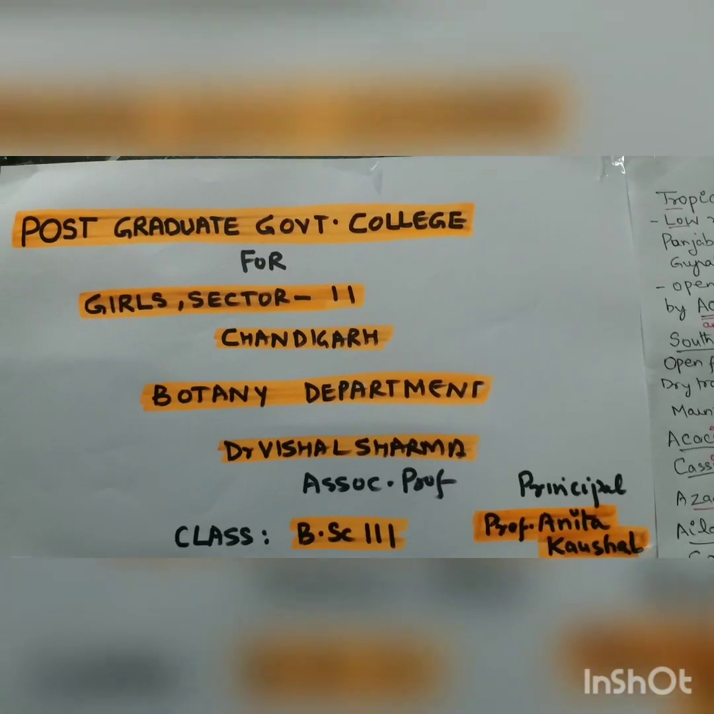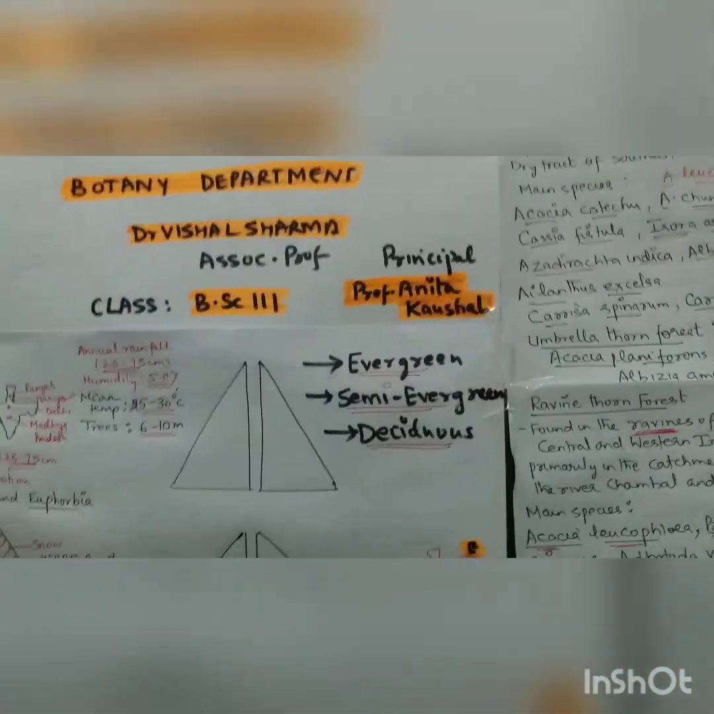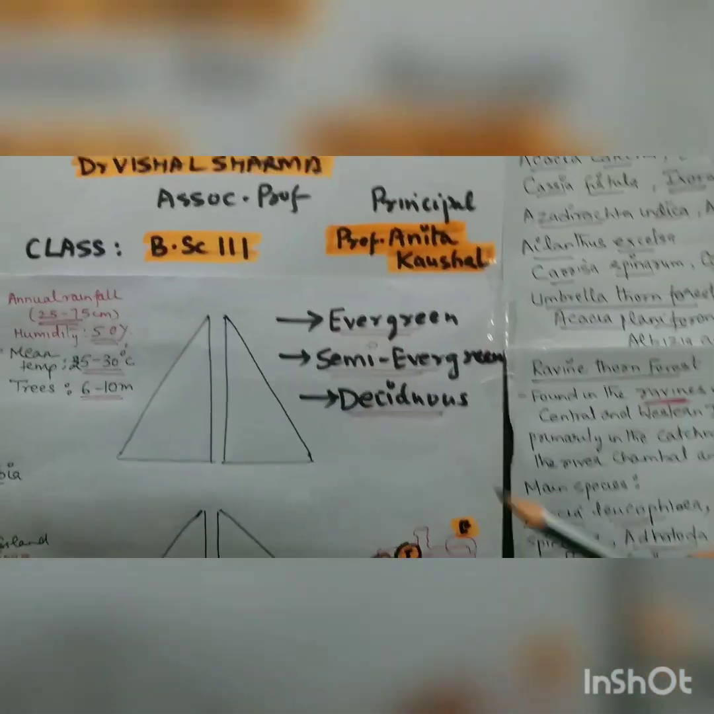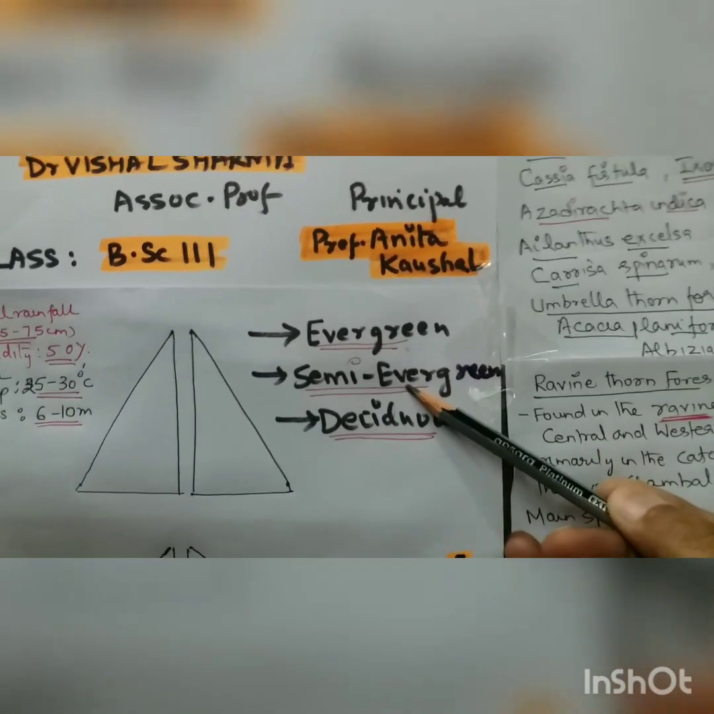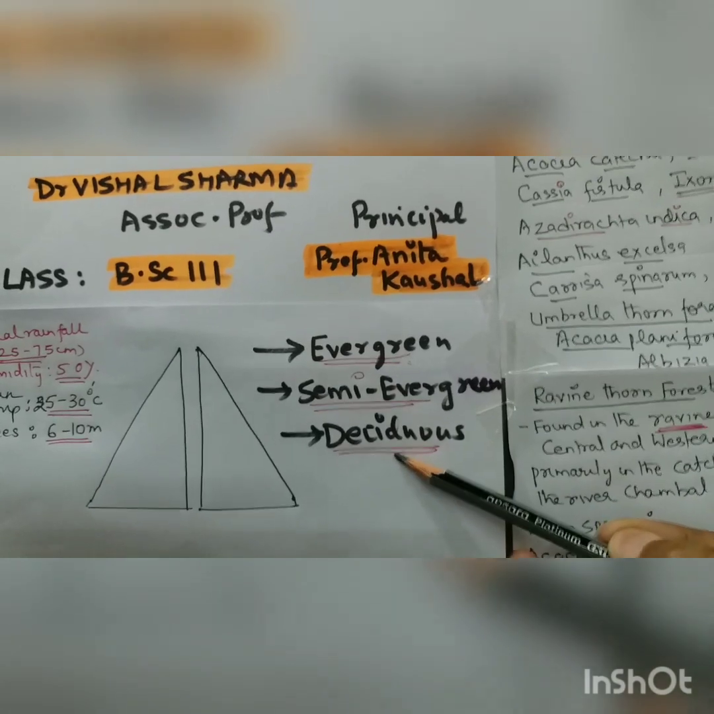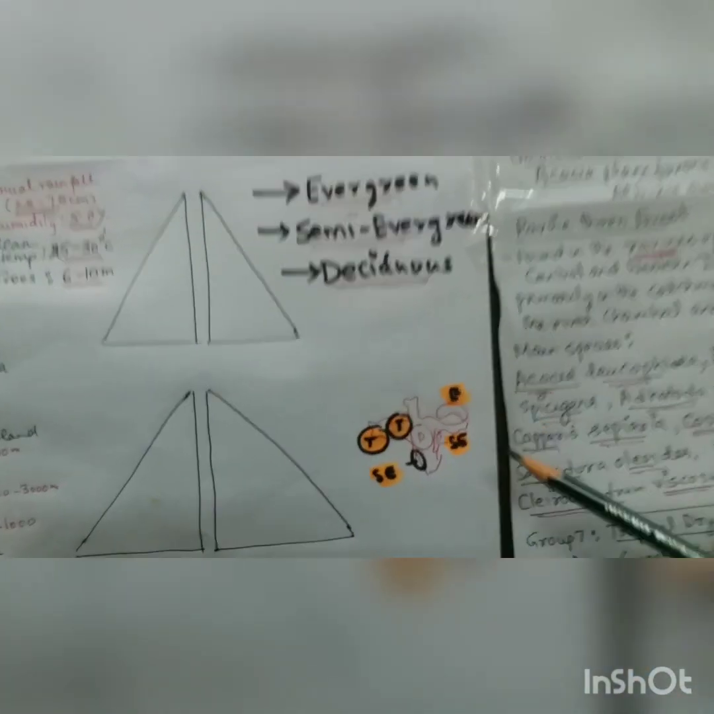Today we will do the types of forest. We are left with two types of forest. Before that I will revise what we have done. We have done all the evergreen forest, the semi-evergreen forest, and the deciduous forest. Right? So I will explain again.